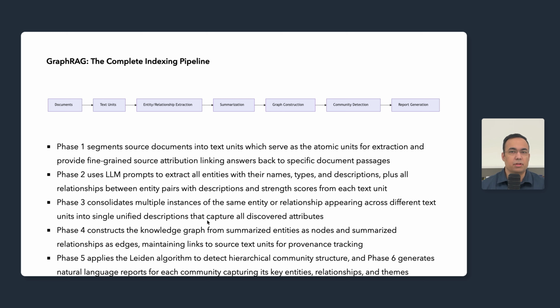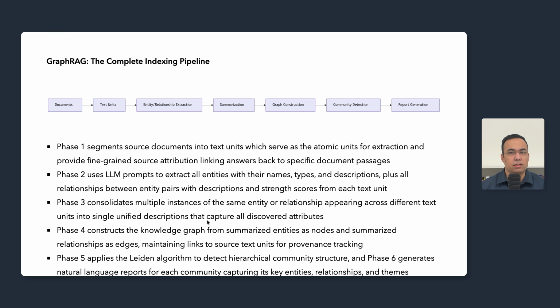Phase 1 is document segmentation. Source documents are split into text units, which serve as the basic units for extraction. These text units also provide fine-grained source attribution, allowing GraphRAG to link answers back to specific passages in your original documents. The size of these text units is a critical configuration parameter that we'll discuss in more detail shortly.